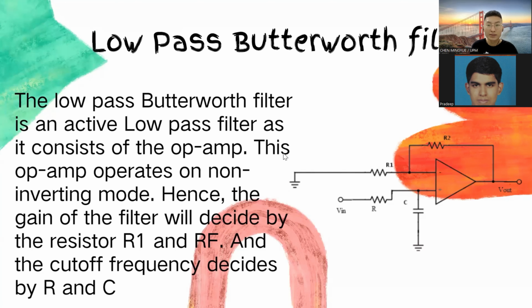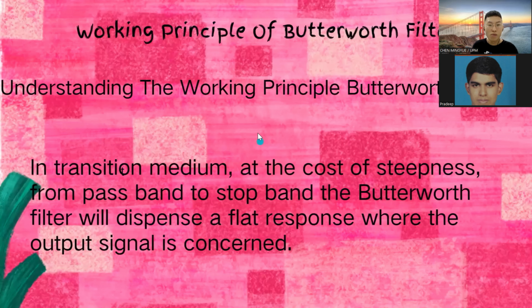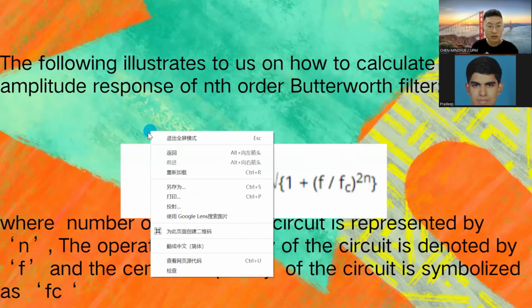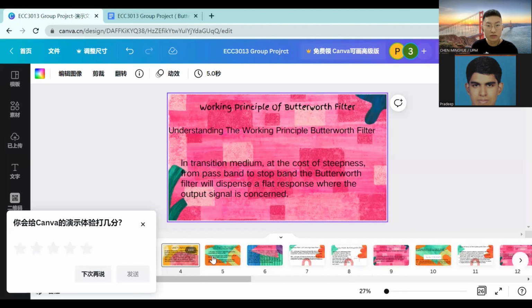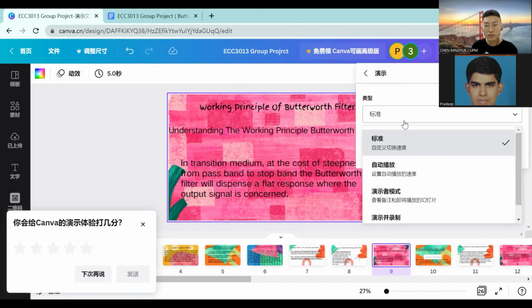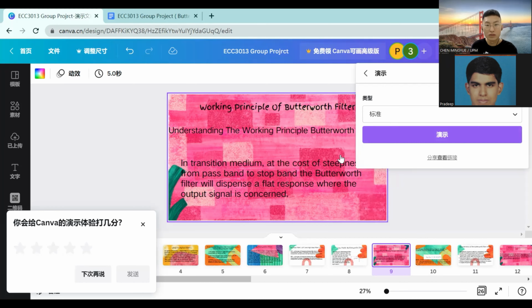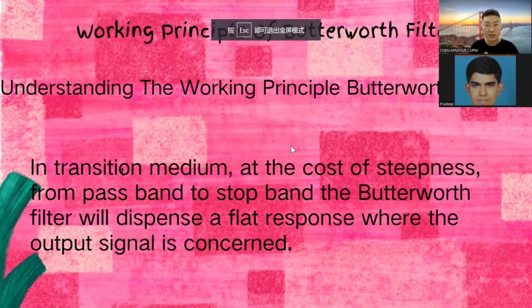Okay, low pass Butterworth filter. The low pass Butterworth filter is an active low pass filter as it consists of the op amp. This op amp operates in the non-inverting mode. Hence, the gain of the filter is decided by the resistors R1 and RF, and the cutoff frequency is decided by R and C. Okay, next let my partner introduce.